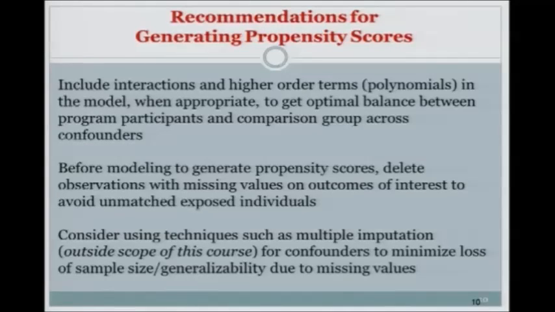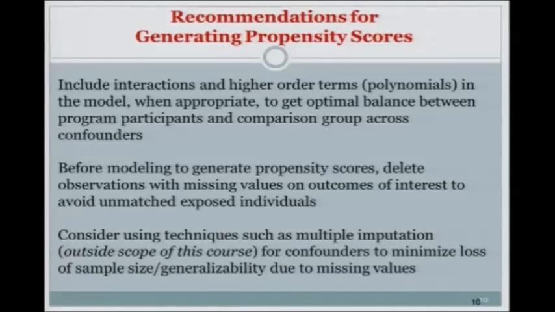So here's where I talk about higher order terms like polynomials or interaction terms. And this tip here is that before you model to generate your propensity scores, you should get rid of everybody who has a missing value on your ultimate outcome. And I learned this through mistake of my own. Because we're going to go to matching on that propensity score, but if they're going to drop out of your final analysis for the outcome, you don't want them in this part either. So that was just a tip I learned from my own work.